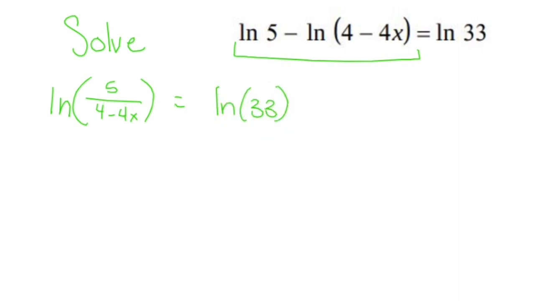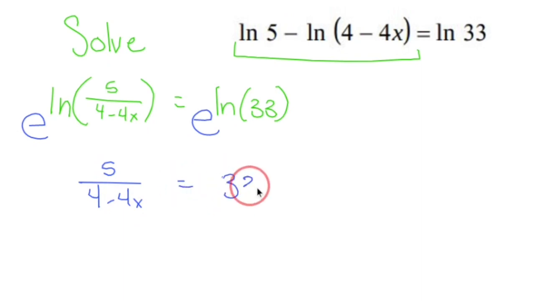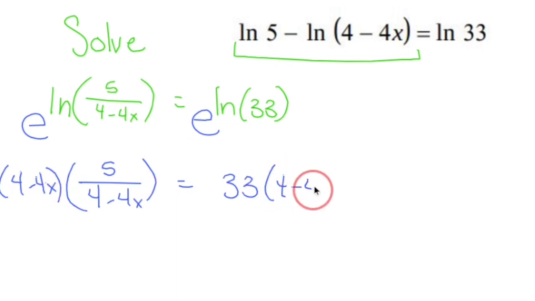Now I have to be careful how I word this. What I can do is to make both of these ln's go away, I could take e to the power of both sides. Why am I doing that? Well, e to the ln of stuff is just stuff. So e to the ln of 33 is just 33. I can multiply both sides by that 4 minus 4x, which is what I'm going to do. This crosses out, leaving you with just a 5 on the left.